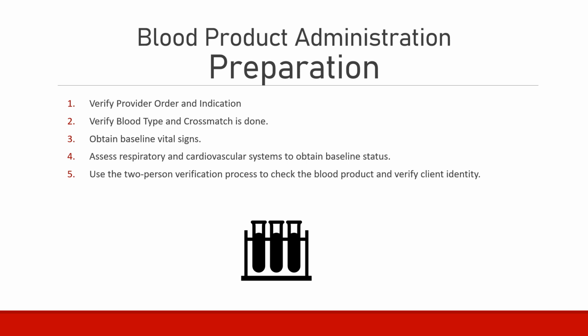What do you guys think is included in that baseline vital signs? What vital signs do we need to take? All of them, right? So we want to make sure we get a heart rate, a blood pressure, a pulse ox, and a temperature. A temperature is a big one that we forget about, and a respiratory rate. But temperature will be very important when you start to look at the different types of reactions you could see with blood product administration. So next, we're going to assess the respiratory and cardiovascular systems.